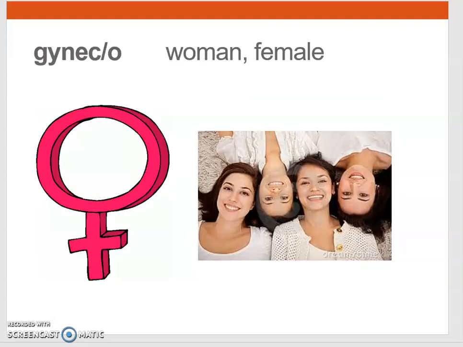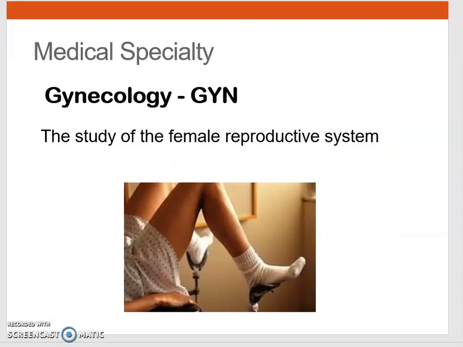And we'll start with our first combining form. As I promised at the end of the lecture on the male portion of the reproductive system, this would be the first combining form of the female reproductive system, and here it is, gyneco. And this is the combining form meaning woman or female, and you see here the ancient symbol that's always represented femininity. And the specialty, and that ties directly into the last combining form I showed you.